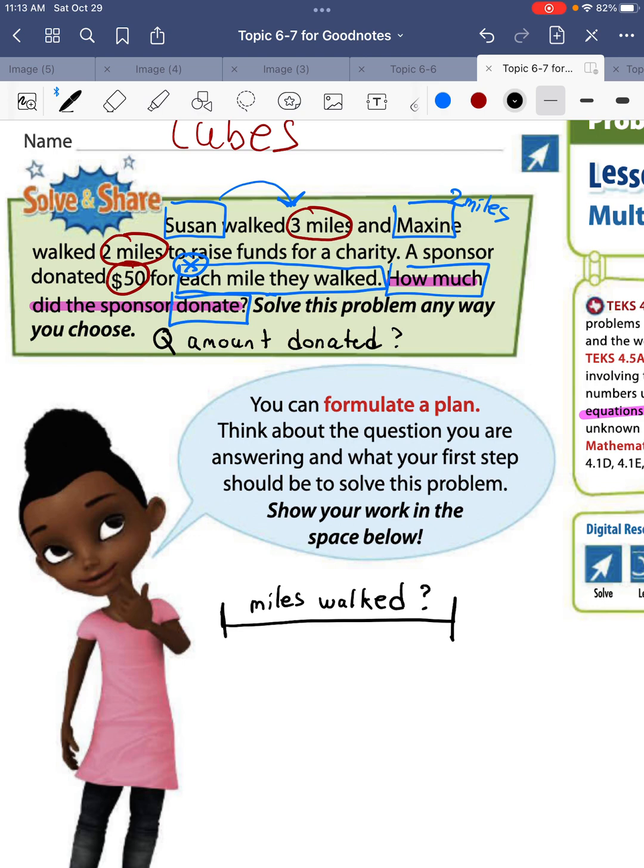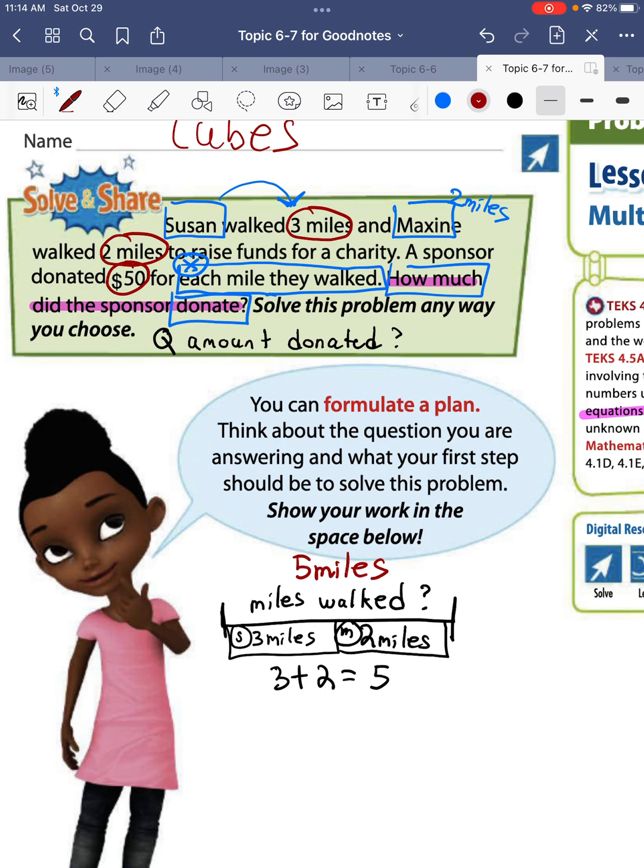Put a question mark. So I know that Susan, let me make this bigger. I know that Susan walked 3 miles. Okay, and I can put an S here for Susan. And I know that Maxine walked 2 miles. And I can put an M here for Maxine. Okay, well, how do I figure out how much the total girls walked? I can add. So I can do 3 plus 2, and we should all know 3 plus 2 is 5. So now I know that they walked 5 miles.